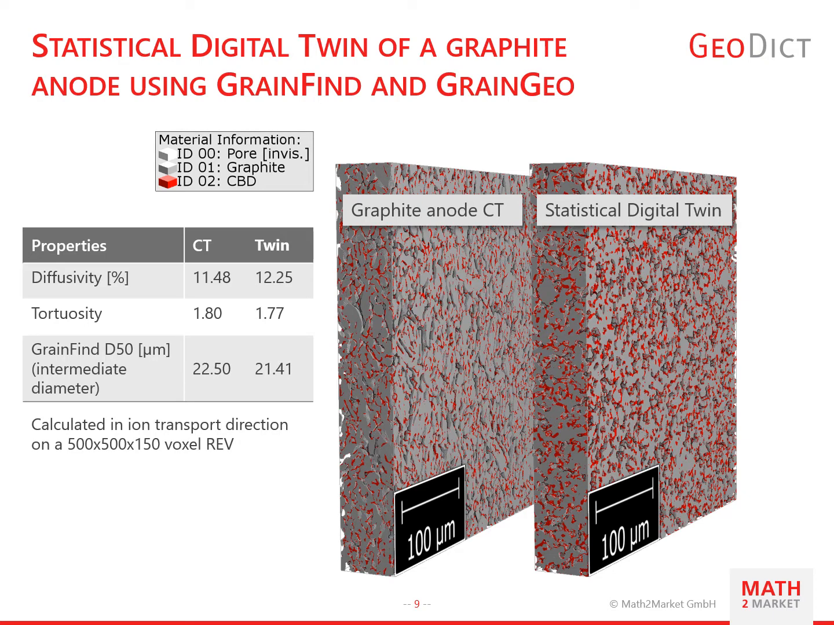On the left-hand side, you see the original material. It was scanned, image filtered, segmented, and finally imported into GeoDict. On the right-hand side, you see the artificially recreated material, the statistical digital twin. The crucial point for a statistical digital twin is that the resulting transport properties like diffusivity, tortuosity, porosity, and so forth do match those of the original material.